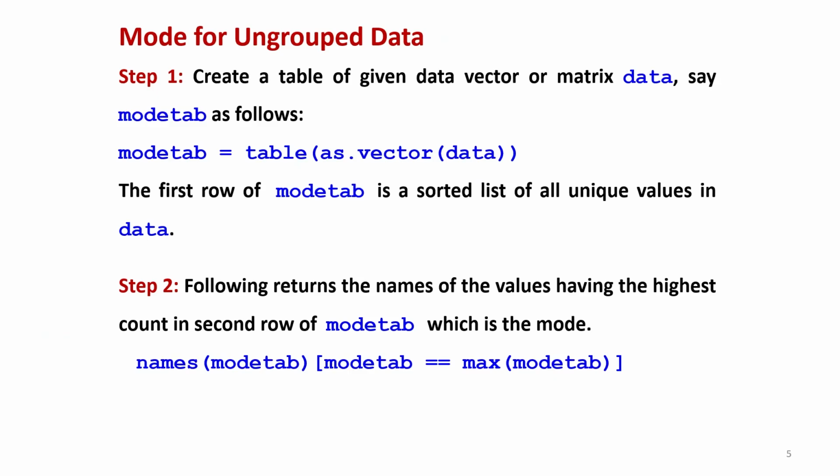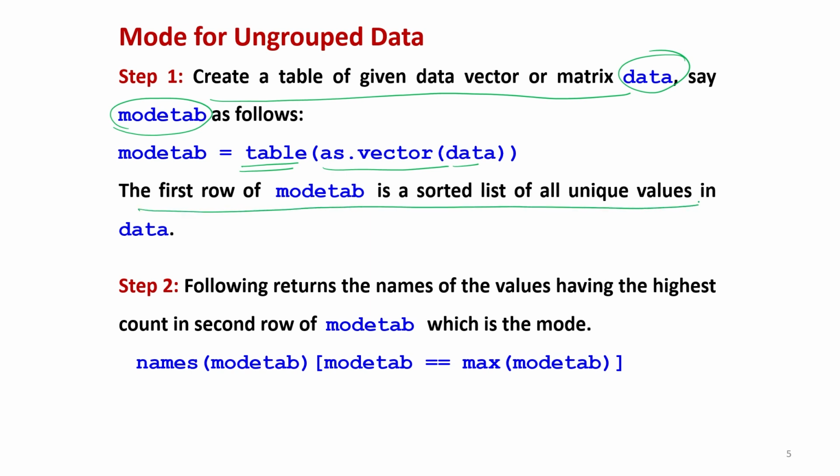Okay, so if you want to find the mode, then we have to go in two steps. First, we have to create a table of the given data vector or matrix so that I can obtain the frequencies of the data, right? Suppose my data is given by the name data, and this table is saved under the name mode tab. I'm just giving it a name which you can easily understand, mode table. For that we use the command table and as.vector of data, right? Because if you look, you want the first row of the mode tab, which has to be a sorted list of all unique values in the data.